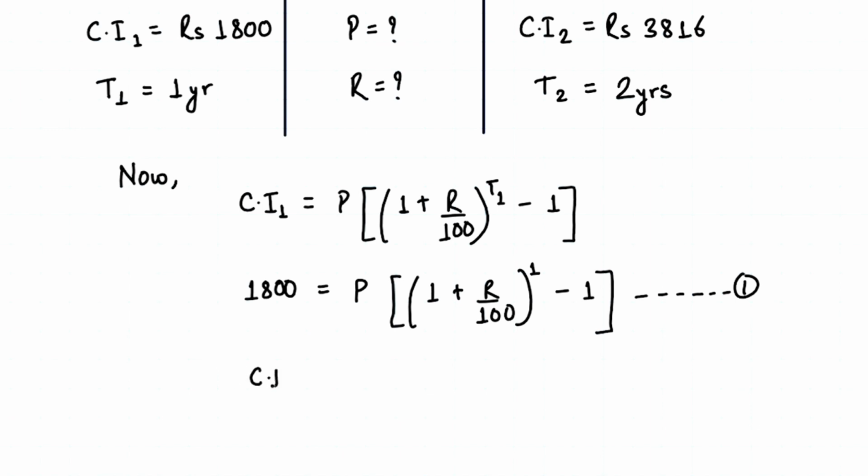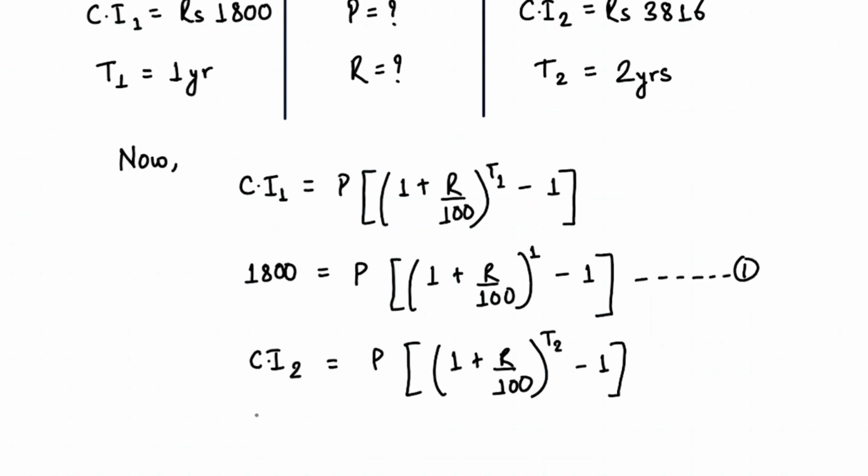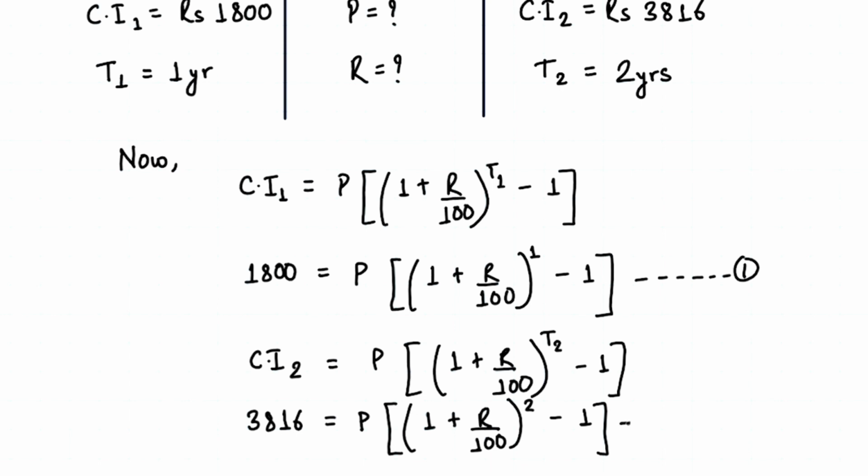Similarly, for our second equation, again we have our CI2 is equal to P bracket, another bracket 1 plus R divided by 100 whole power T2 minus 1. And we have our compound interest 2 as 3816 is equal to, again we have our P big bracket, small bracket 1 plus R divided by 100, bracket close. Our T2 is 2 years, minus 1. So this is going to be our second equation.